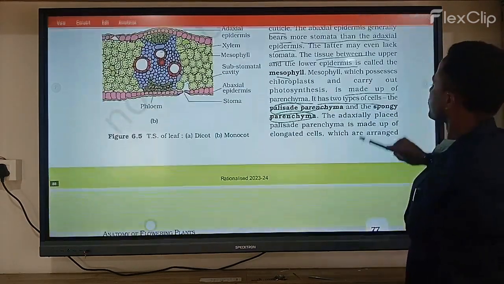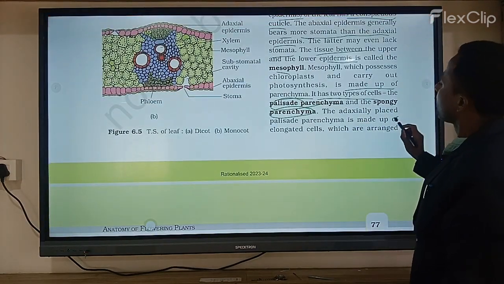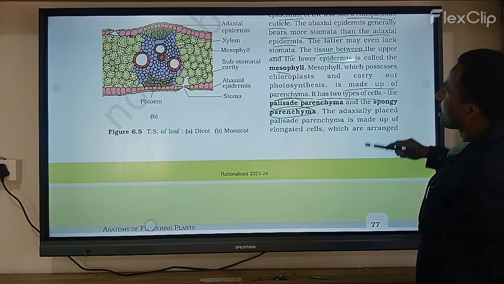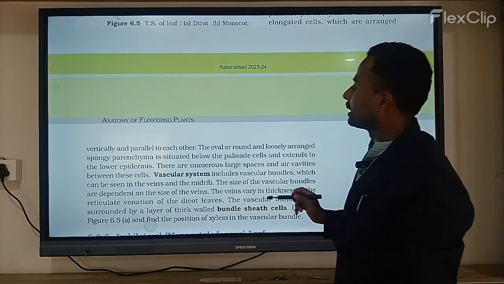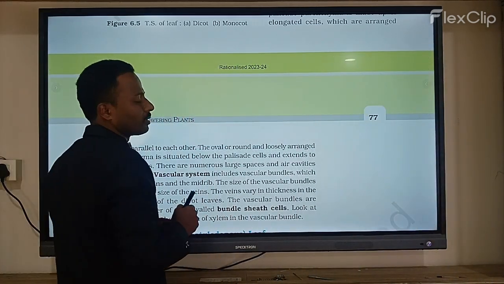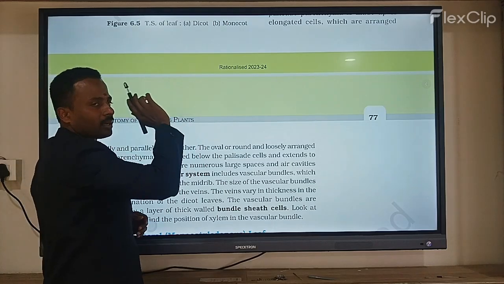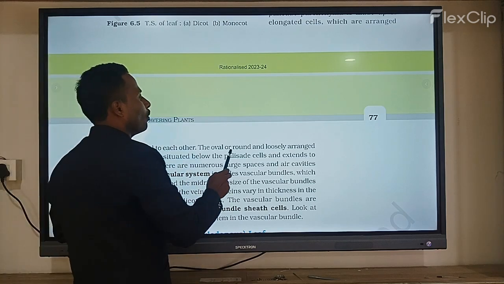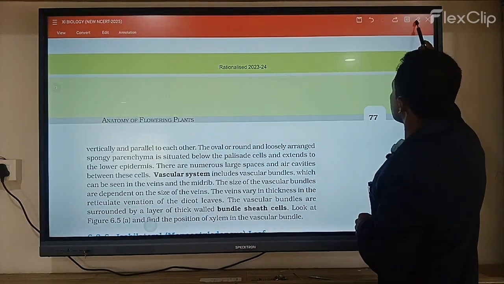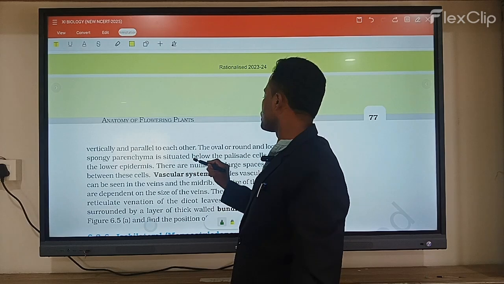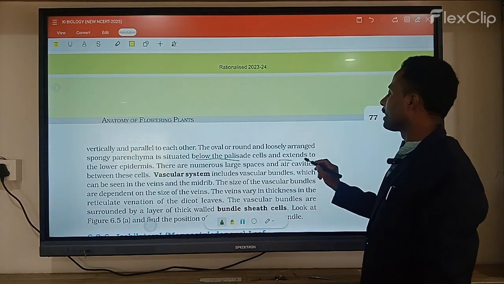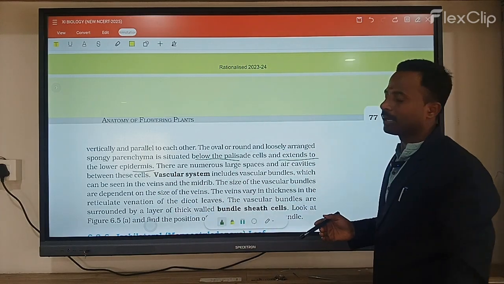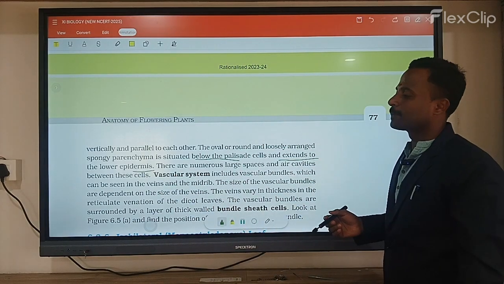Now the adaxially placed palisade parenchyma is made up of elongated cells which are arranged vertically and parallel to each other. The adaxial surface is the upper side and the spongy parenchyma is the lower side. Next, the oval or round, loosely arranged spongy parenchyma is situated below the palisade parenchyma. They extend up to the lower epidermis.